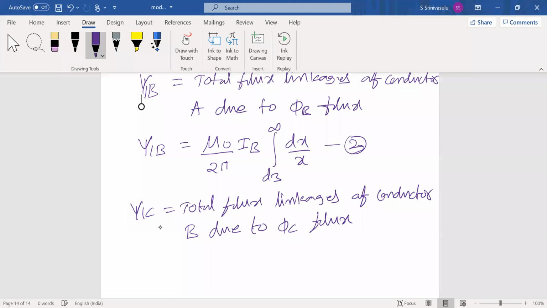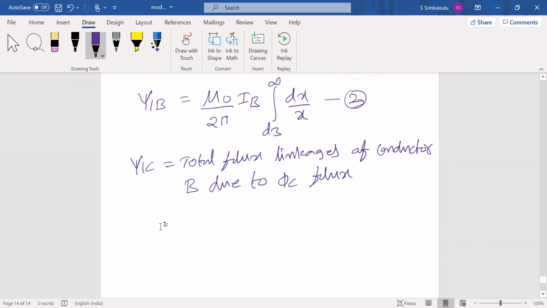This is psi 1c, equal to the total flux linkage of conductor B due to phi c flux. We can write psi 1c equal to, I can write the same, the external flux linkages, mu naught by 2 pi. Now, due to which current is the phi c flux created? IC current, that is IC into integration.